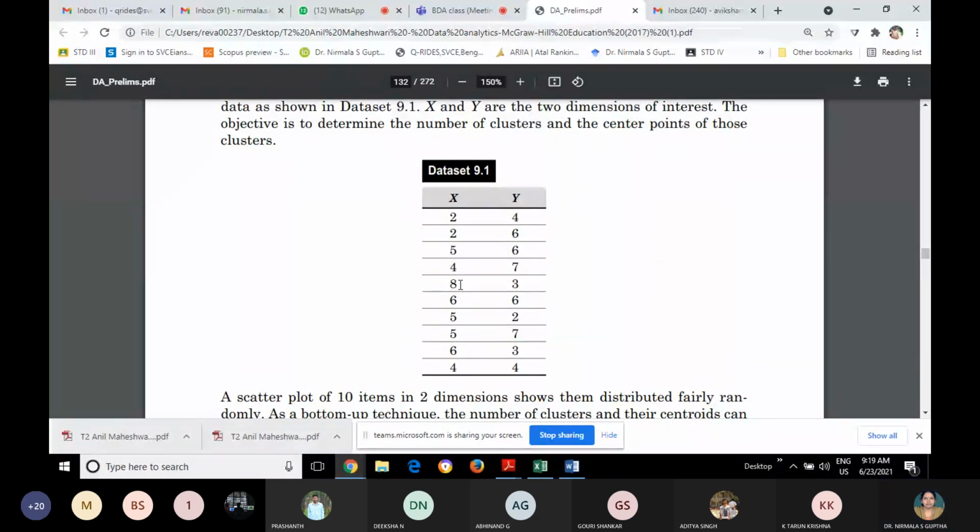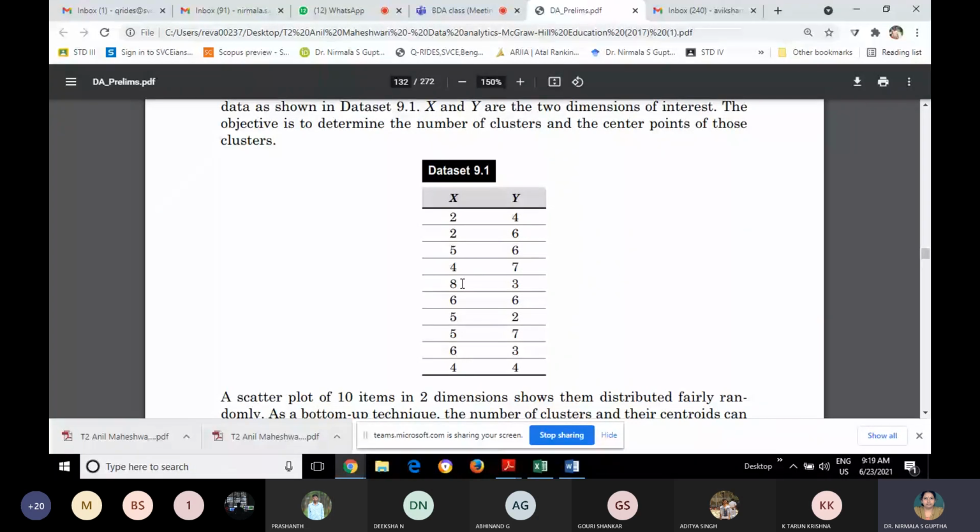So, a simple exercise we are trying to do for today's class, wherein we are visually identifying the cluster from the given data, which is being shown in the data set figure 9.1, which is there on the screen. And here there are two variables, or we call it two dimensions of interest. One is X, another one is Y.